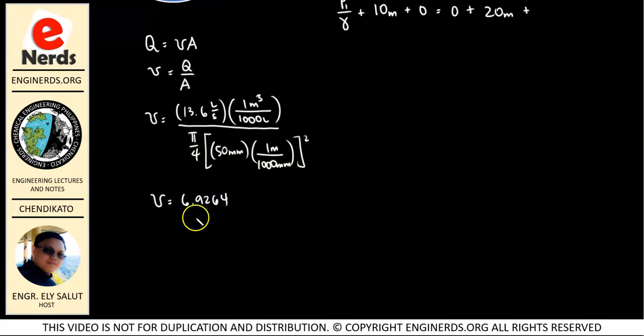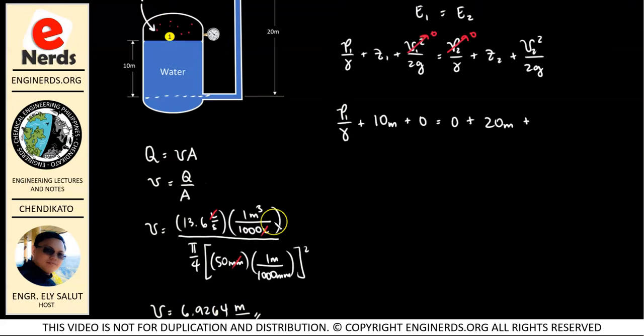6.9264. So, what is our unit here? Let's check. Our liters will be cancelled out. Millimeters will be cancelled out. So, our denominator is in square meters, but our numerator is in cubic meters. So, we have meters on the numerator. Sorry, I'm going to use white for clarity. We have meters and we have seconds as a denominator. So, our velocity is equal to 6.9264 meters per second.